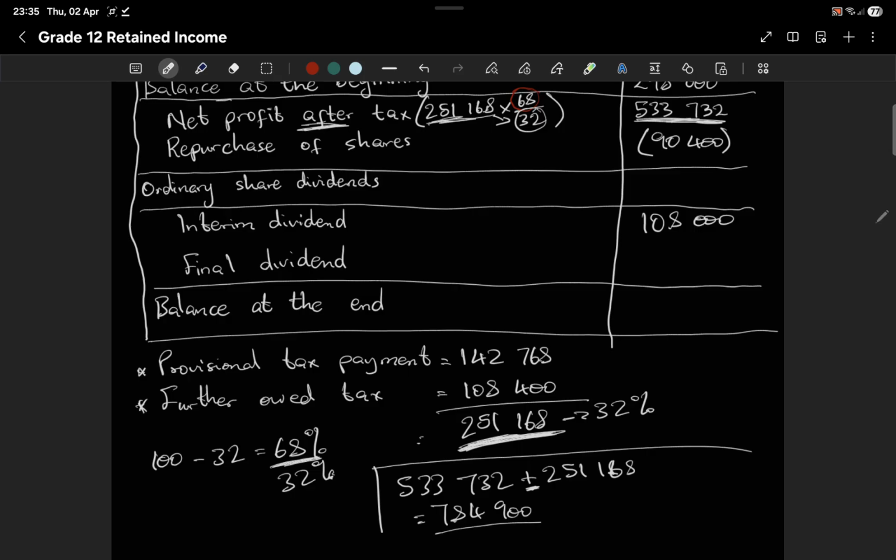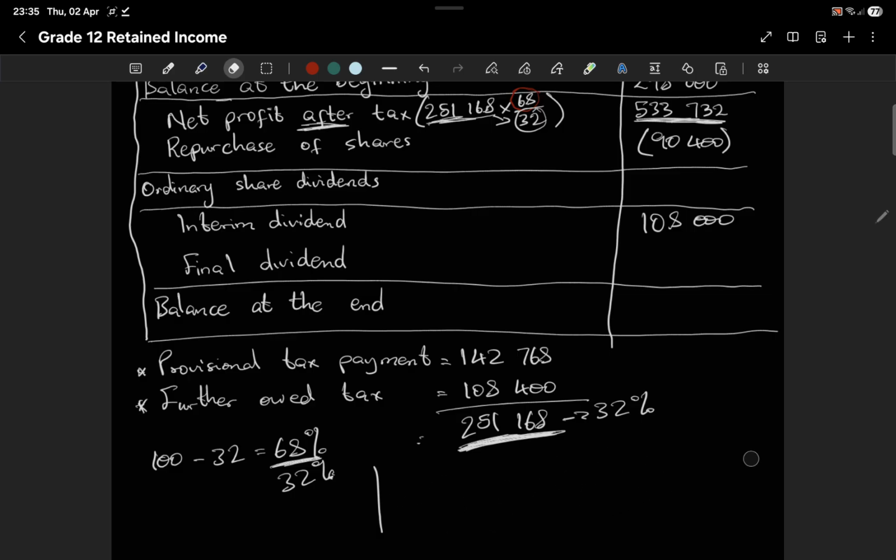Now if you were given this before and you are given the tax amount, then you are looking for the net profit after tax, you are going to say 784 minus 251 minus this amount, then it was going to give you 533,732. So this thing is just the same thing, but you use the opposite methods here. Okay, now we are not on this case. Now we found the net profit after tax.